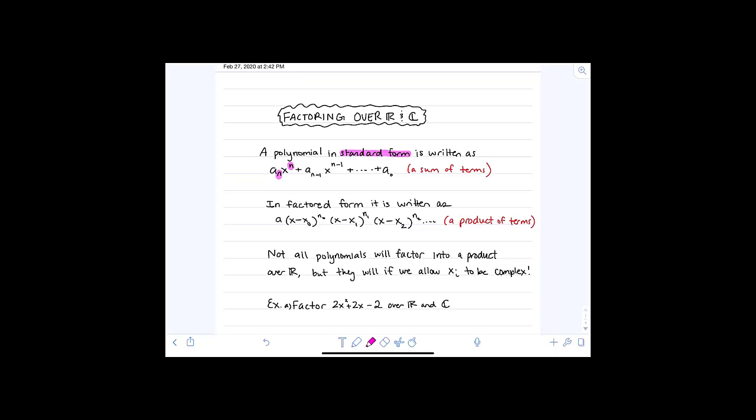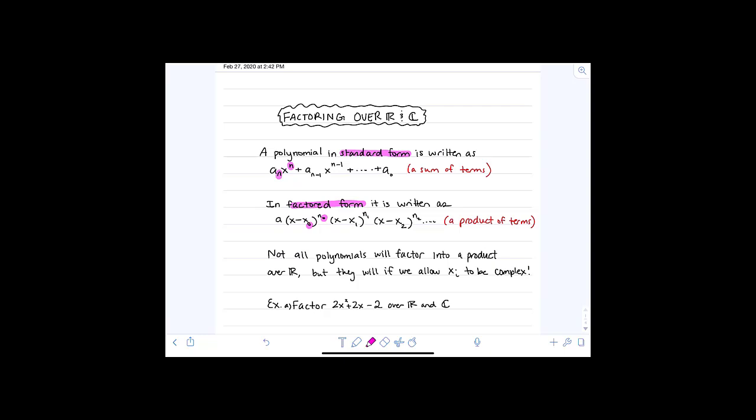So that's a standard form polynomial, and we're talking about factoring. So what is the factored form? The factored form is, instead of writing the polynomial as a sum of terms, you would write it as a product of terms. So you might have some sort of number that's a constant, leading coefficient, and then you'd have a product of factors. And again, you see that the indices on the powers match the indices on the zeros.